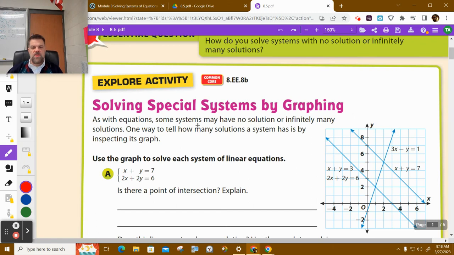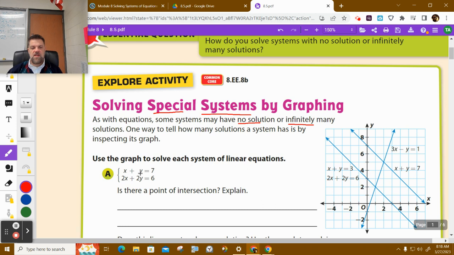So as with equations, some systems have no solution or infinitely many. That's why this is called the special systems. We're going to run across some that have no solutions and some that have infinitely many solutions. One way to tell how many solutions a system has is by inspecting its graph. So use the graph to solve this system of linear equations.